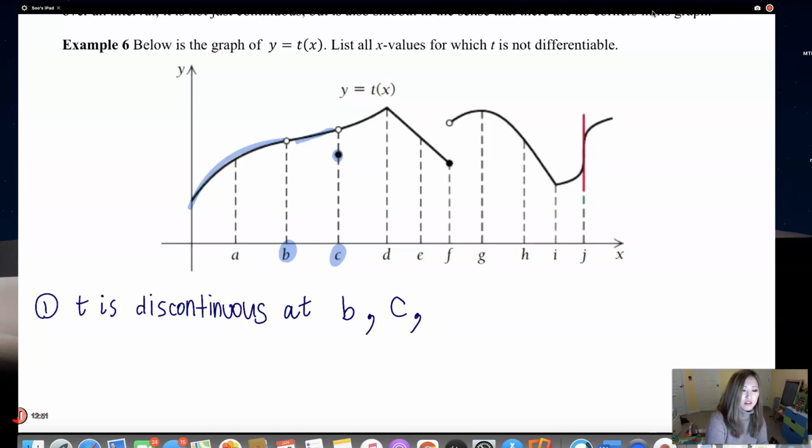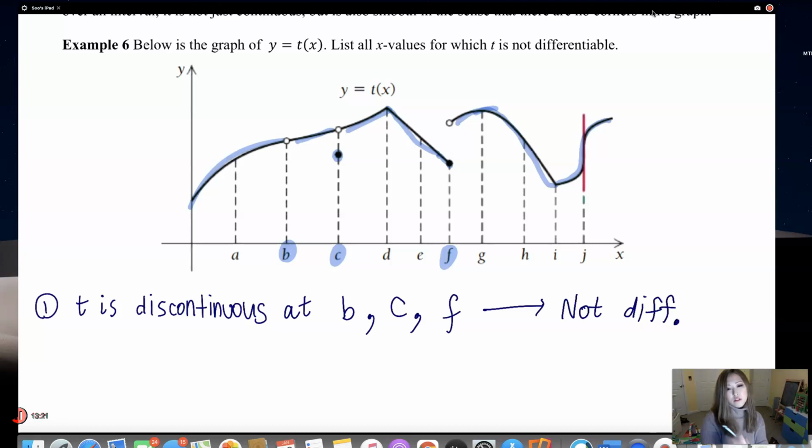I see what's going on here. There's a sharp corner, but I'm going to ignore that for right now because I'm looking for discontinuous points. Right there, I have to jump over here, so this is also discontinuous at F. Let's see. Keep on following to see if I need to lift my pencil anymore. No, that's it. So T is discontinuous at B, C, and F. Therefore, it's going to be not differentiable at those 3 points, which means slope of a tangent line does not exist at these 3 points.